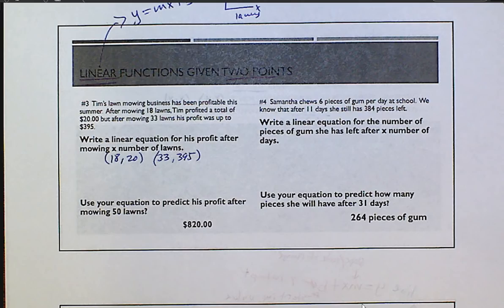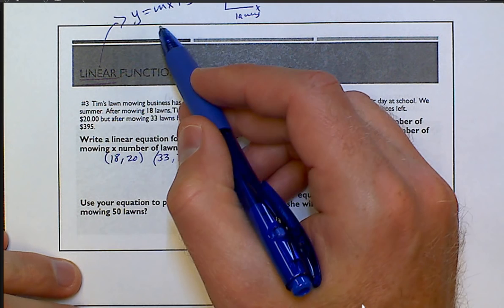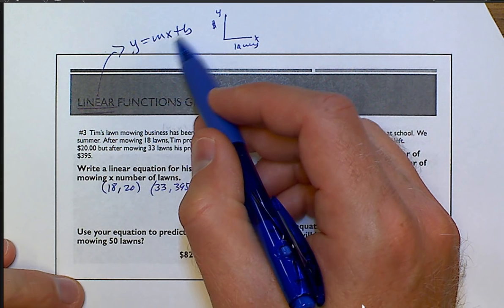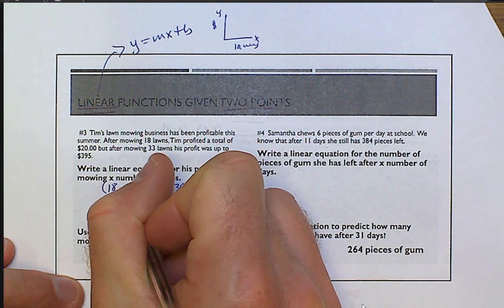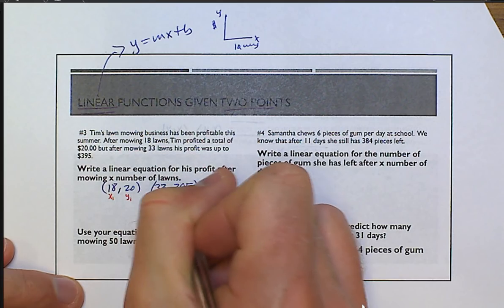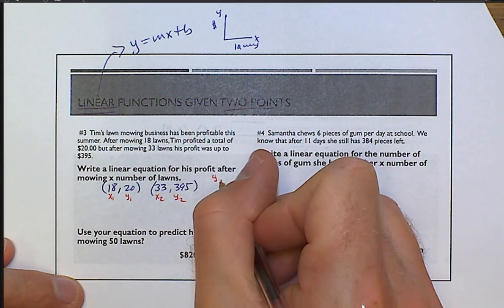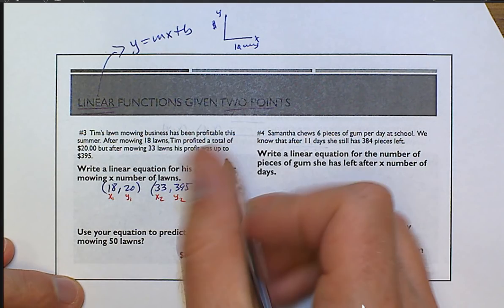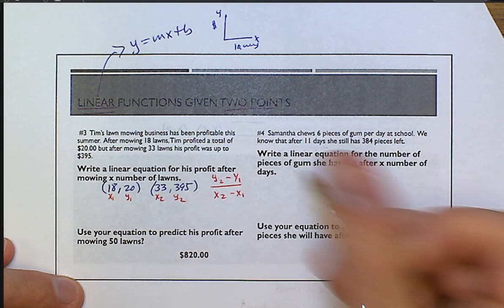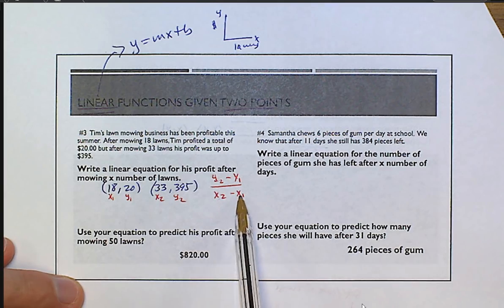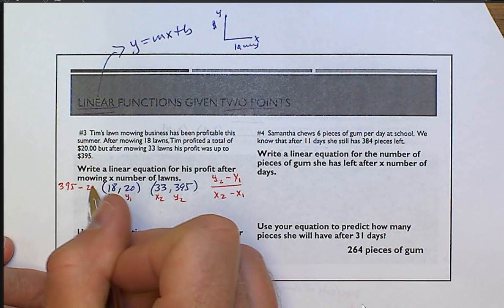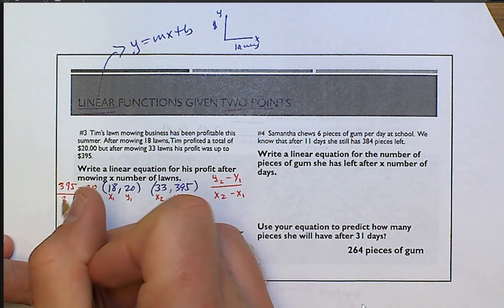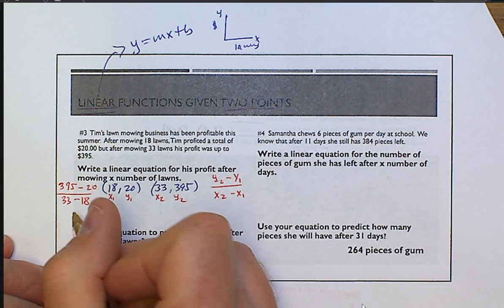Now from here, if we're going to go y equals mx plus b, what do we need? We need a slope. If you remember from your Algebra 1 days, slope is the change in y, the differences in the y's over the change in x. In other words, y2 minus y1 over x2 minus x1. So that would be 395 minus 20. Those are my y values, over 33 minus 18. And if you do that math, you get 25.